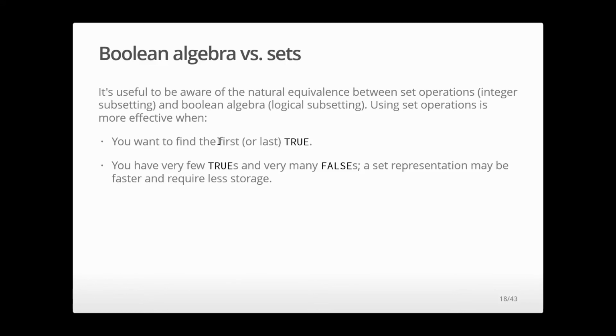So we have set operations, which subset using integers, and Boolean algebra, which is the logical subsetting, and when do you want which? Set operations are like, give me rows 1 through 6, or the columns X, Y, and Z. Set operations are more effective when you want to find the first or the last true, or you have very few trues and very many falses. It might be easier that way.